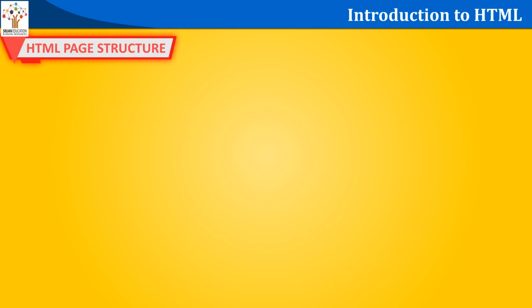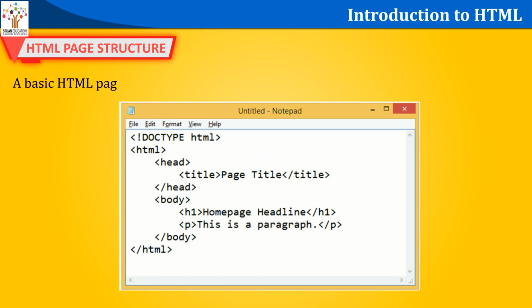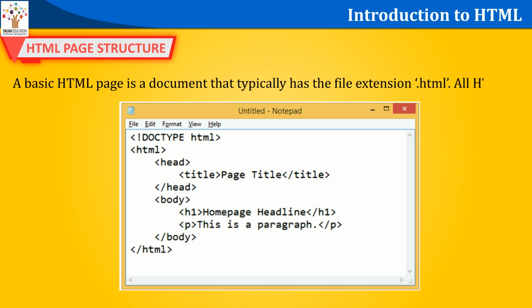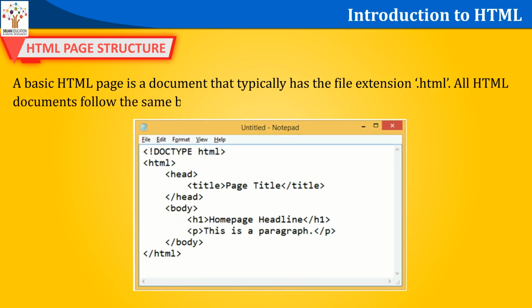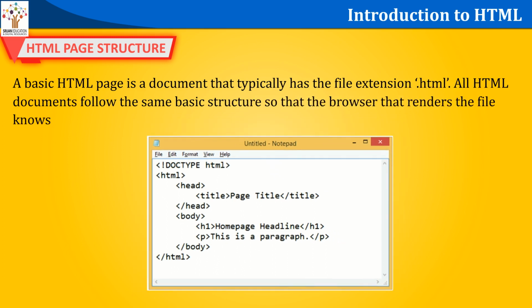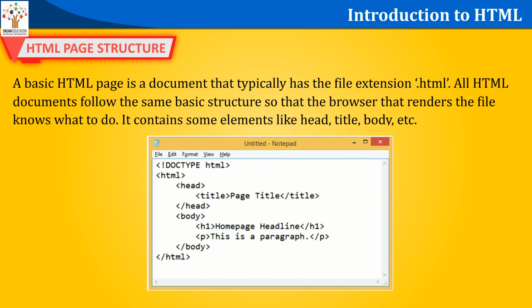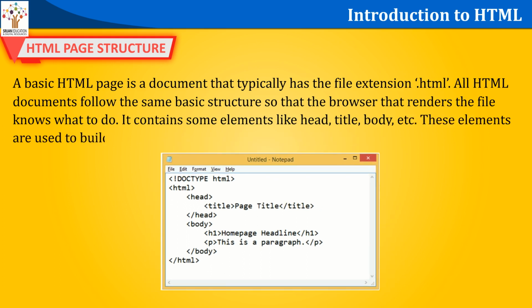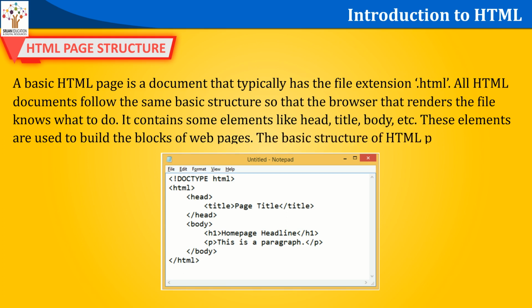HTML page structure. A basic HTML page is a document that typically has the file extension .html. All HTML documents follow the same basic structure so that the browser that renders the file knows what to do. It contains some elements like head, title, body, etc. These elements are used to build the blocks of web pages. The basic structure of an HTML page is given below.